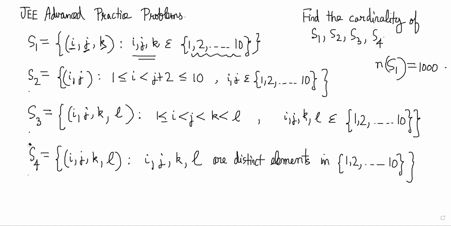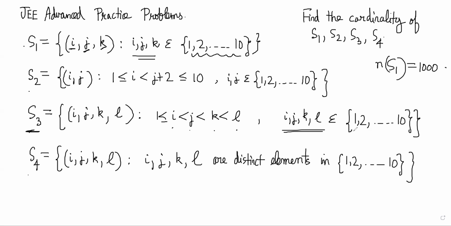Now we have to look at the others. So before we do S2, which is slightly more complicated, we'll look at S3 and S4 and try to understand what happens here. So let's think of the cardinality of S3. Here, what do we have to do? We have to select an ordered quadruplet i, j, k, l, such that i is greater than or equal to 1, and there is a distinct order here: i is less than j, is less than k, is less than l. And all of those four elements i, j, k, l will belong to the set 1 to 10, right?